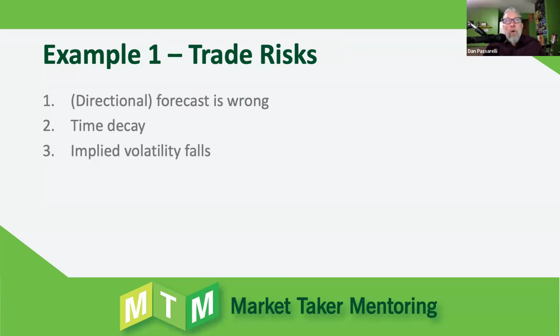So what can go wrong? Well, one, the stock could go down. I could be wrong, right? Two, too much time can pass and I can lose more on time decay than I make on delta. Or three, implied volatility could fall.